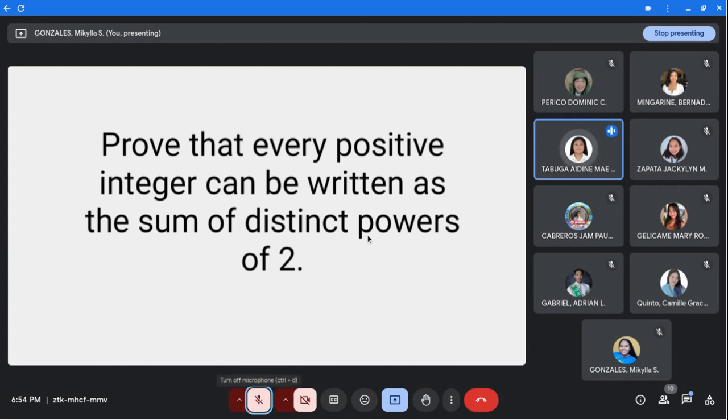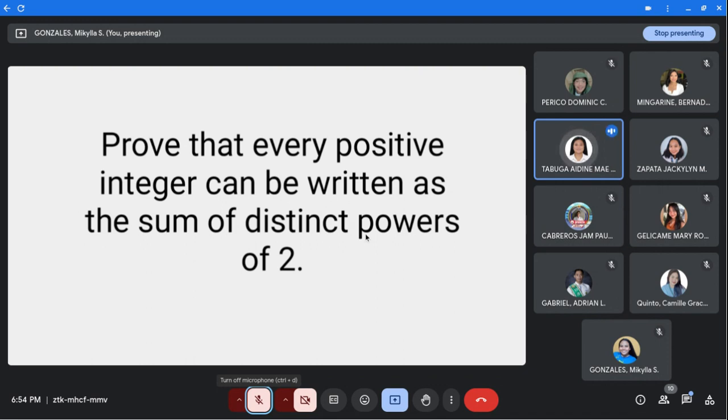So, the other example of the well-ordering principle is: prove that every positive integer can be written as a sum of distinct powers of 2. We will prove this statement using the well-ordering principle. Let S be the set of positive integers that cannot be expressed as the sum of distinct powers of 2. We will assume that S is non-empty and then derive a contradiction.